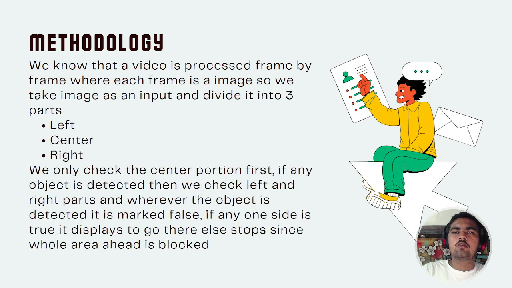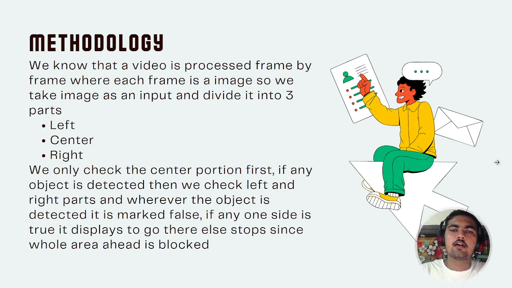We know that in the video, it is processed frame by frame, and each frame is an image. So first, we have designed an algorithm to take an input image, and the image will be divided into three parts: left, middle, and right. We'll check the center middle portion first. If any object is detected in that portion, only then we'll check the left and the right portion. Otherwise, we'll just keep the drone moving.